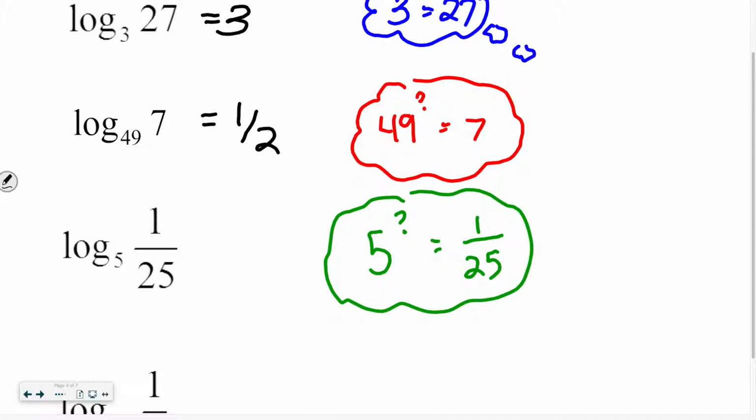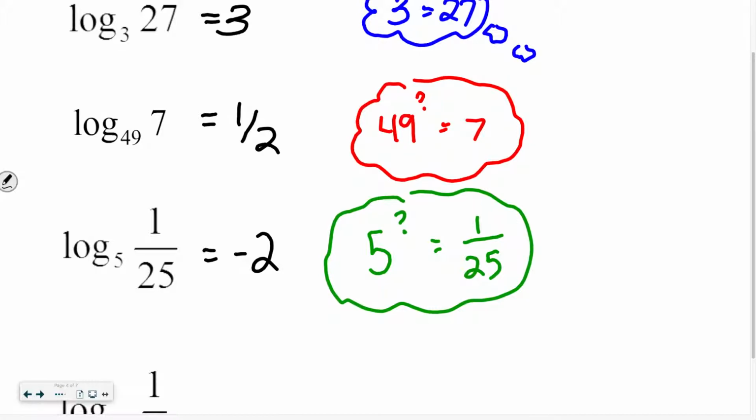Did any groups decide an answer for log base 5 of 1 over 25? Aiden, what did your group say? Your reasoning? Why? Yes. Jacob? So 5 squared is 25, and you need it in the denominator, so you make it negative to flip it.